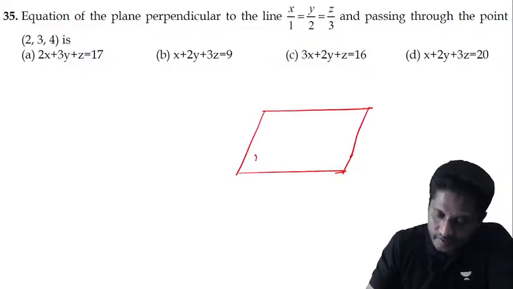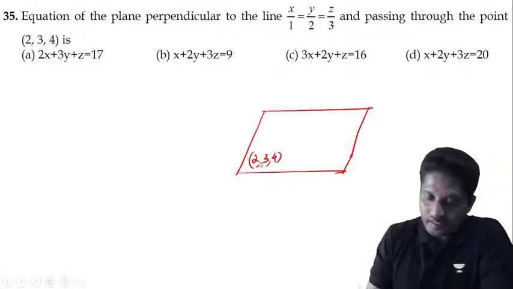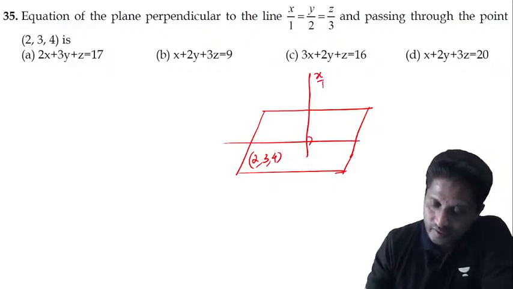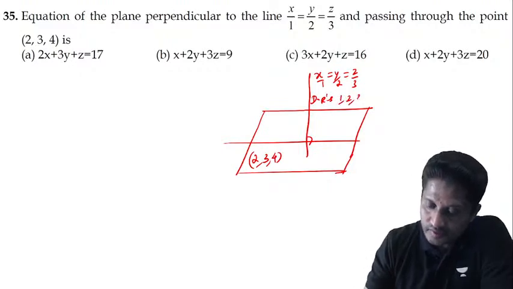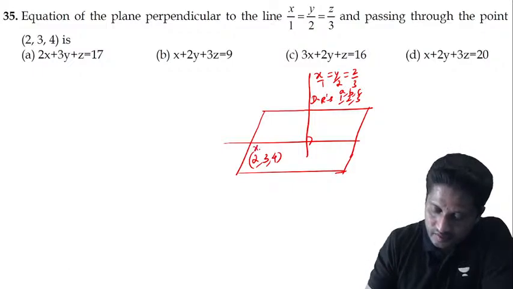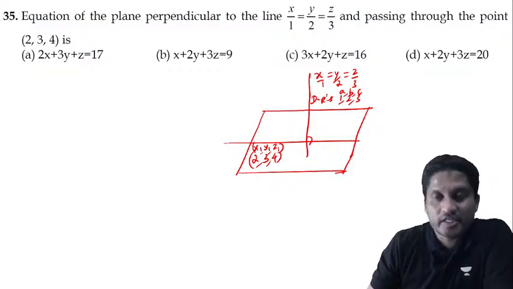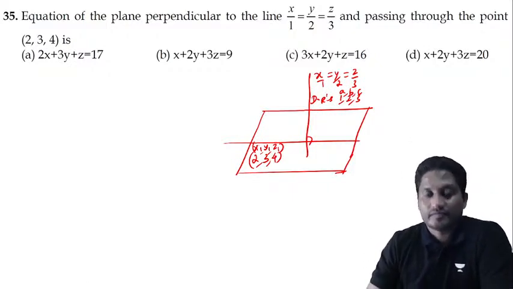Equation of the plane passing through the point 2, 3, 4 and perpendicular to the line x by 1 is equal to y by 2 is equal to z by 3. Obviously, the DRs of this line will be 1, 2, 3. This fellow is a, b, c. This is x1, y1 and z1. So I'm supposed to find the equation of a plane passing through the point 2, 3, 4 and having direction ratios a, b, c, that is 1, 2, 3.